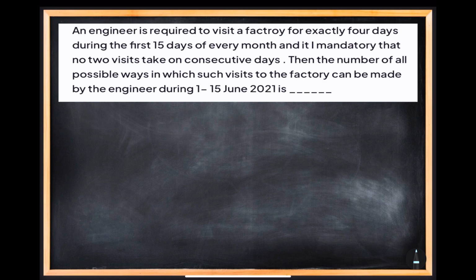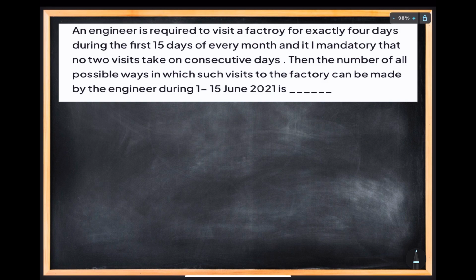Okay, so look at this question. This is similar to the previous one, where you selected 4 numbers out of the first 15 natural numbers. So here also you have to select 4 natural numbers out of the first 15. You know that the days are identical, but you cannot go on consecutive days.